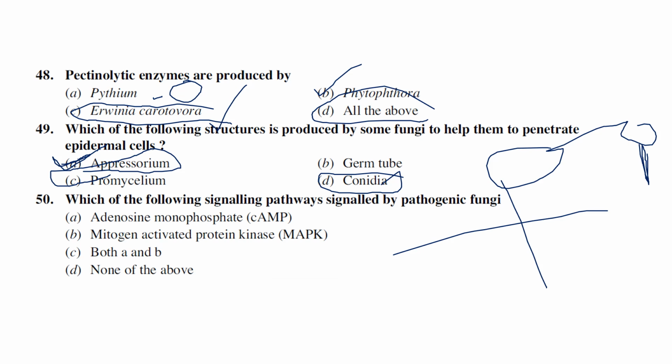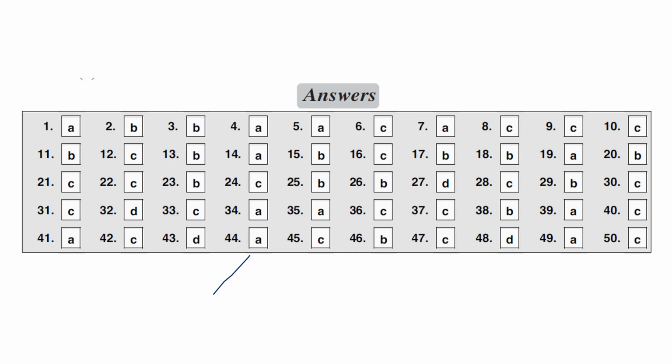And the last one: which of the following signal pathways signal the pathogenic fungi? cAMP, MAP, MAPK, both A and B, none of the above. Both A and B: the cyclic adenosine monophosphate pathway and the mitogen-activated protein kinase pathway are both responsible for signal transduction and signal exchanges. Regarding cAMP and MAP, especially in molecular plant pathology, we are planning to do separate videos. So these are all the answers for reference.